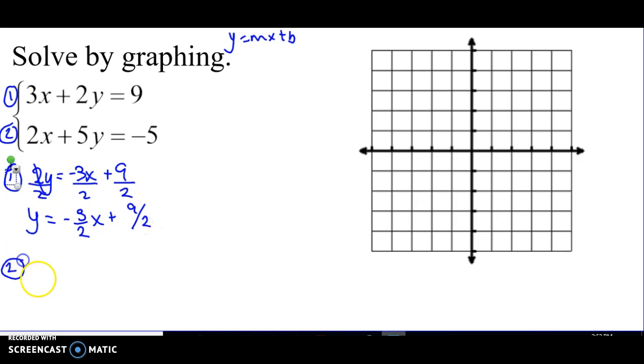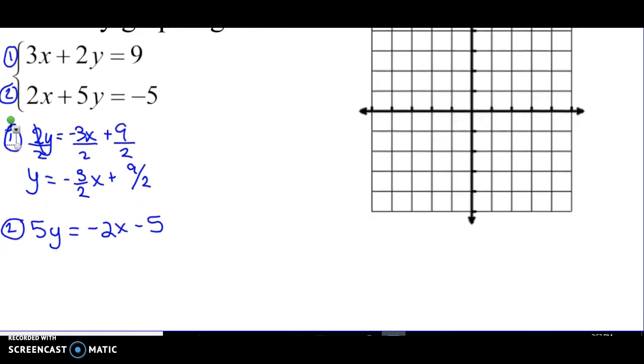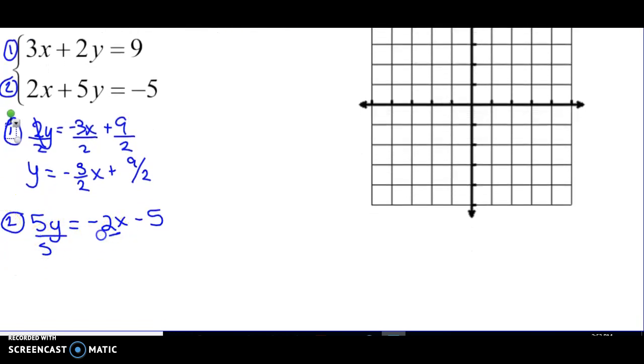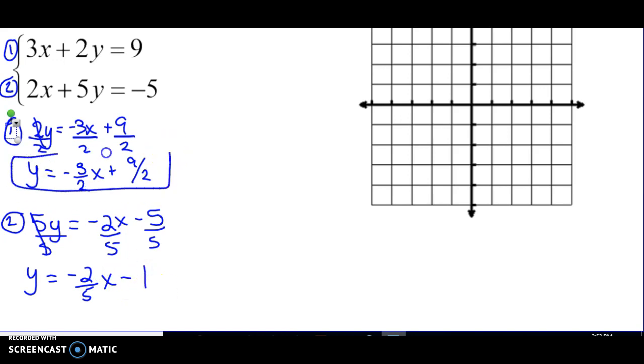My second equation, I'll have 5y equals negative 2x minus 5. So I'm going ahead and moving that 2x over. Divide each term by 5. And I have y equals negative 2 over 5x minus 1. So these are the two equations that I am going to graph.